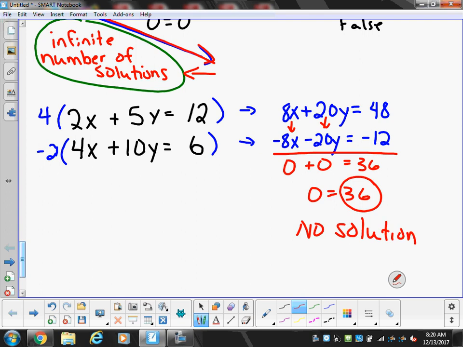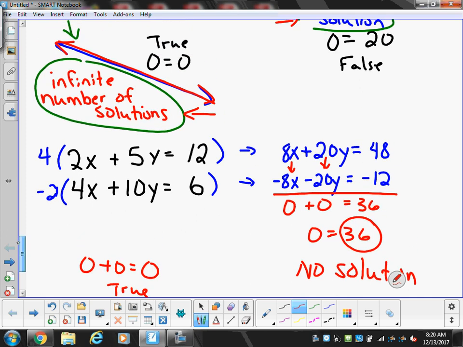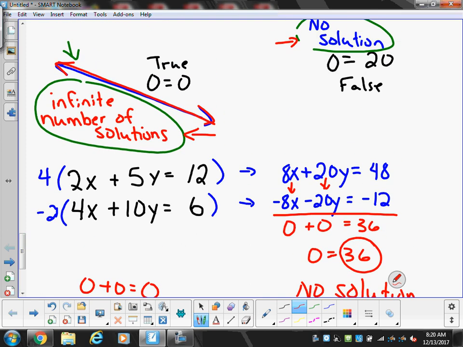If instead you would have ended up with 0 plus 0 equals 0, that would have been a true statement, and that would have given us this infinite number of solutions, because those would have been the same line. Okay, so your assignment on page 127, 30 through 41, you're going to have a few of those kinds of problems. So that means it's also a possibility of seeing one or two of those on the test on Thursday.